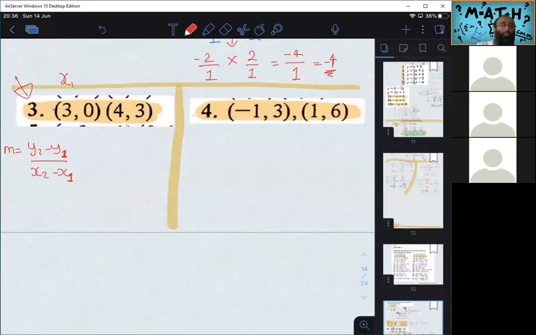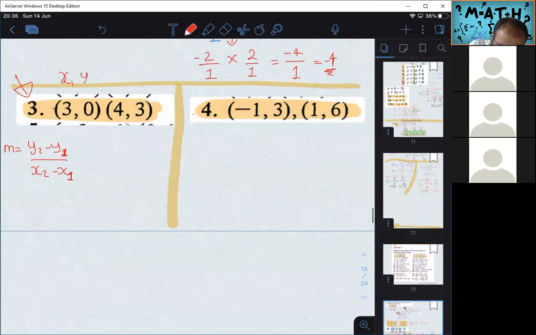Say that again, please, Eliza, because we didn't start the recording. So it's y2 minus y1 divided by x2 minus x1. Okay, lovely. So did you label up your coordinates? So x1, y1, x2, y2, yes? Okay, now give me the numbers in the right order then. So what's y2 minus y1 look like?